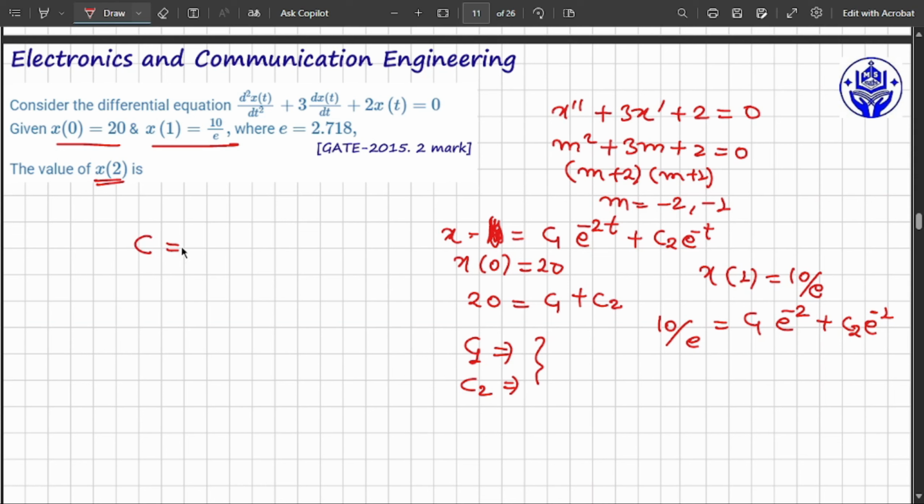So x equals some constant c1 e to the power of minus 2t plus some constant c2 e to the power of minus t, and after that you just put in 2. So this is all about the calculation part. I'm writing the answer: the correct answer is 0.85. Do the calculation and find the solution.